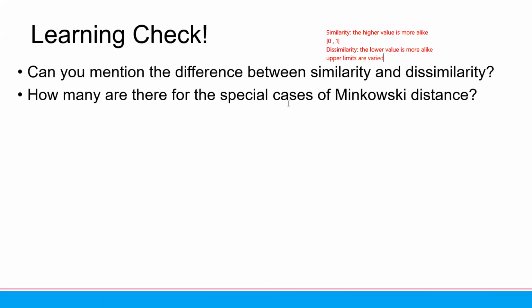How many are there for the special cases of Minkowski distance? Yeah, 3. Okay, thank you. We have h equals to 1. We call this the Manhattan distance, or we call this L1. We have h equals to 2. We call this the Euclidean distance, or we call it L2.